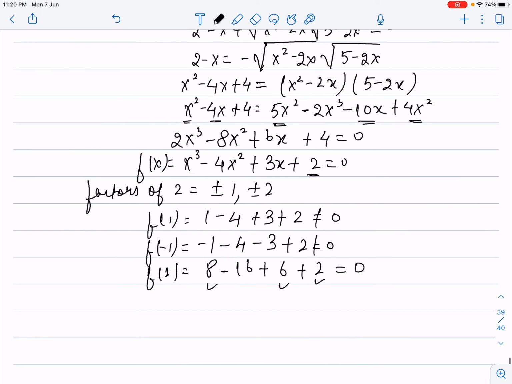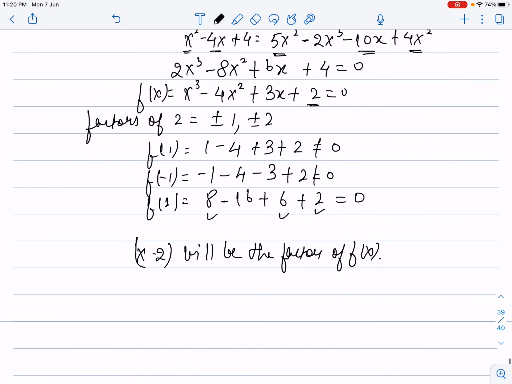Since f of 2 is 0, x minus 2 will be a factor of this polynomial. x minus 2 will be the factor of f of x. And since we got a factor of f of x, I could factorize it further to get the other factor.